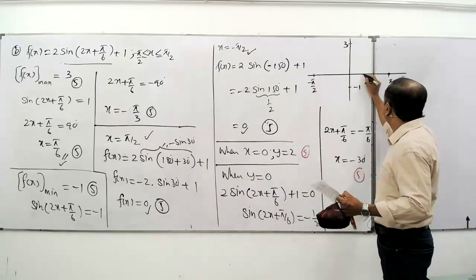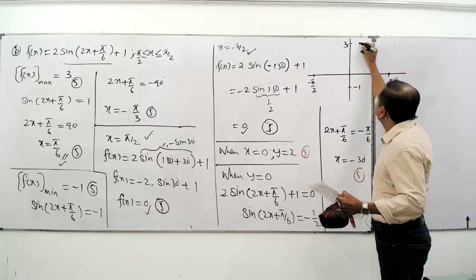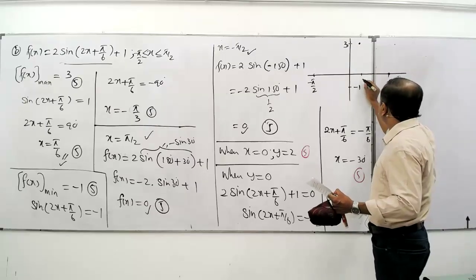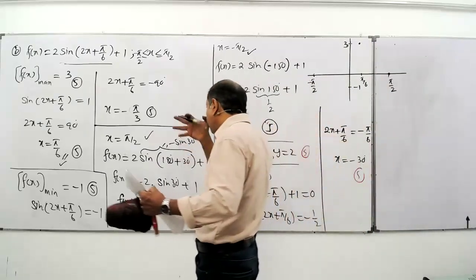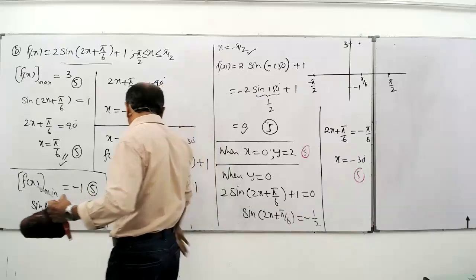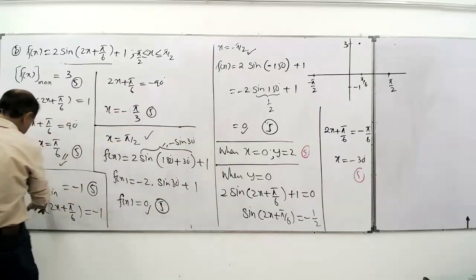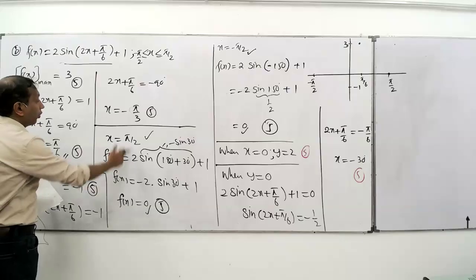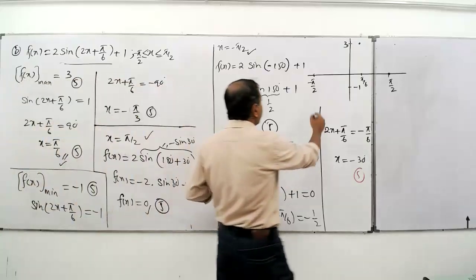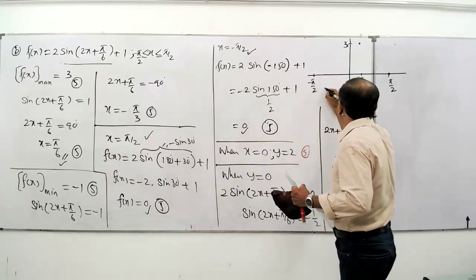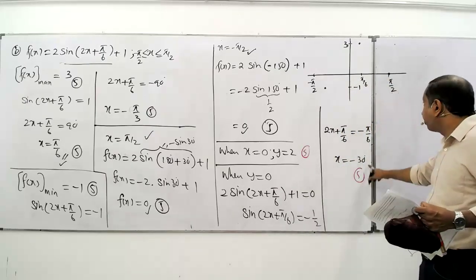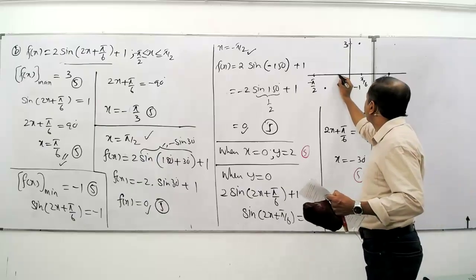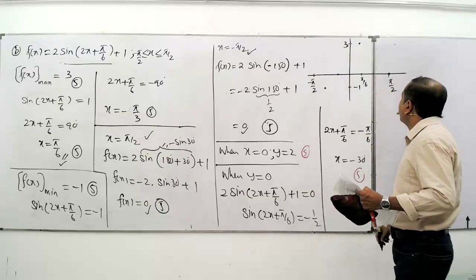And the maximum is 3, at x equals pi by 6. Here 90, no? Here. Pi by 6 here, right? That is 3. And then what's next? The minimum, minus 1, at x equals minus 60. Minus 60 is somewhere here, right? Somewhere here. The graph cuts the x-axis at minus 30, somewhere here. Okay. Now sketch the graph.